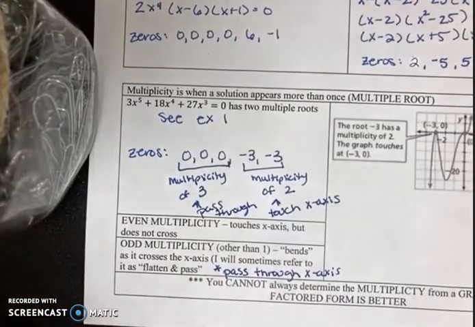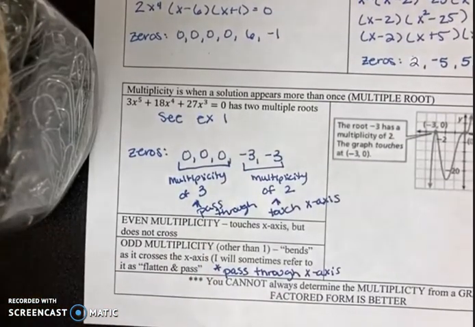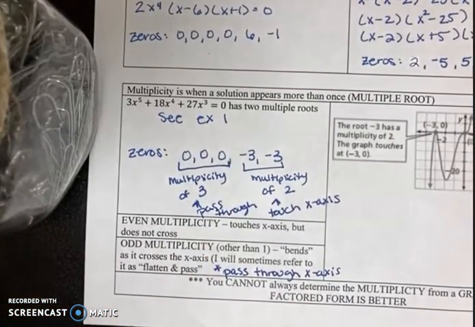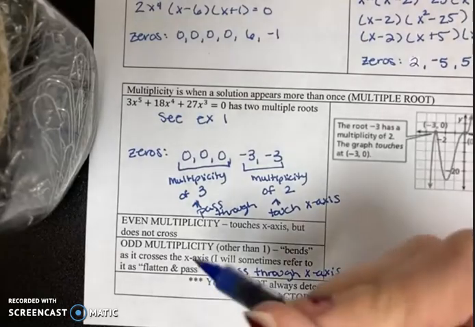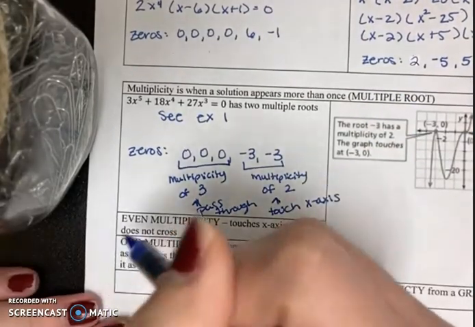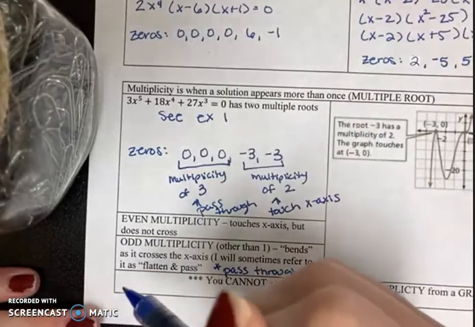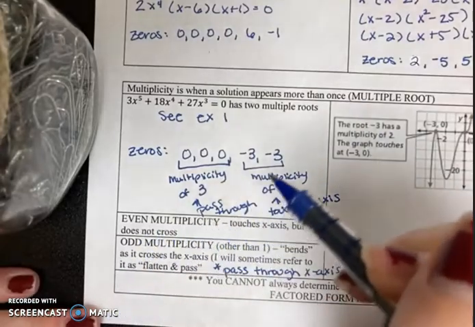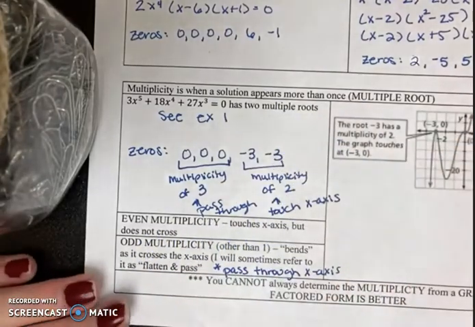But again, if the multiplicity is something larger than 1, so 3, 5, and so on and so forth, it will also bend. We saw this when we had a cubic function, how it had that elongated S shape. It crossed the x-axis but bent as it approached it.